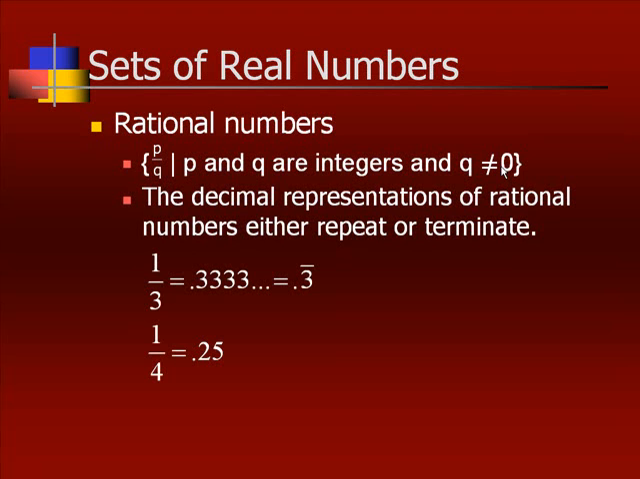For example, if you have the fraction 1/3, 1 is an integer, 3 is an integer, so you know it's a rational number. Or if you write it as a decimal, it's 0.33333333, which is 0.3 bar. Therefore, it repeats. Whereas if you had the fraction 1/4, same thing, it's a fraction, 1 is an integer, 4 is an integer, or if you write it as a decimal, we get 0.25, which terminates.